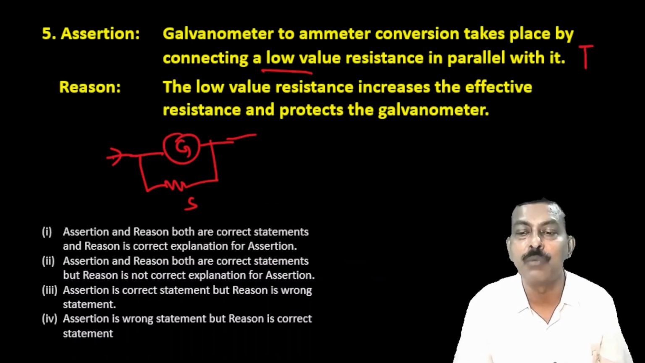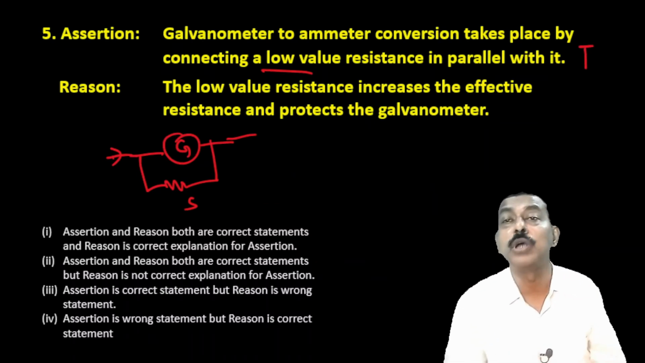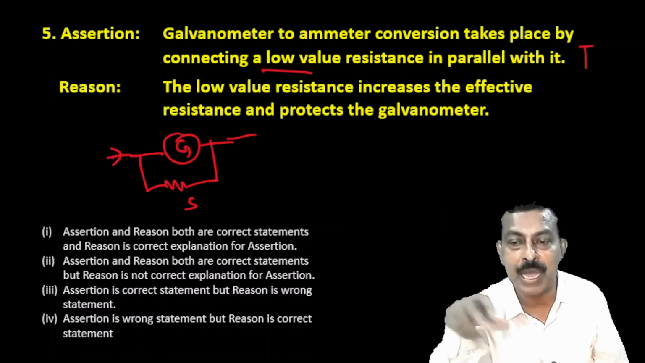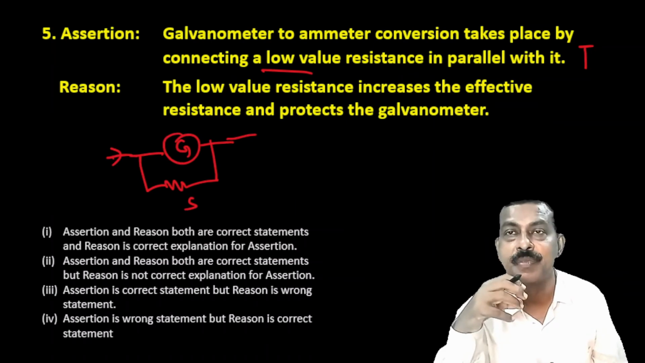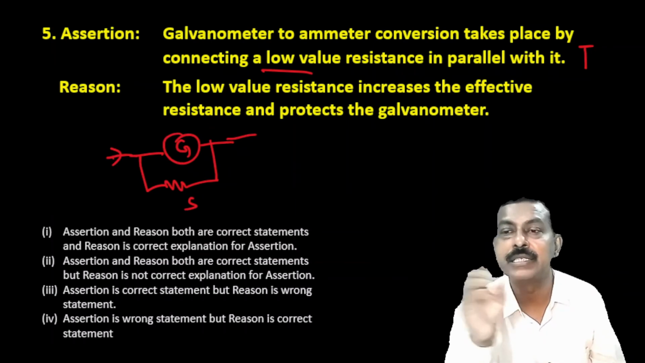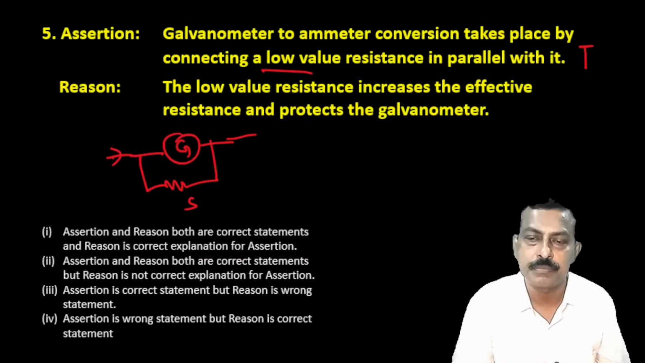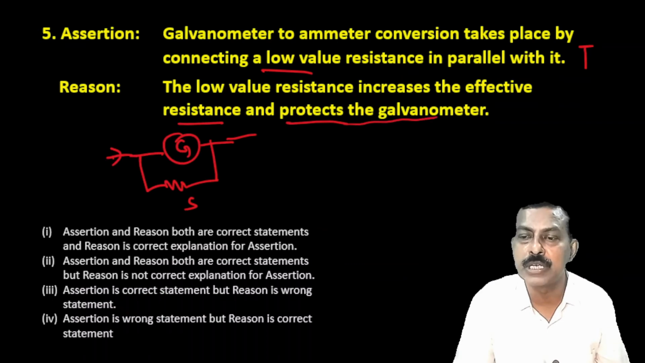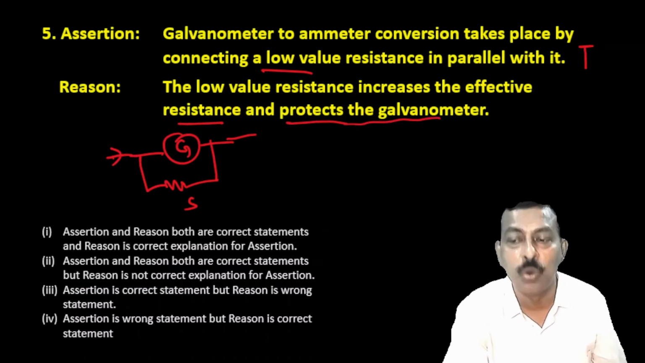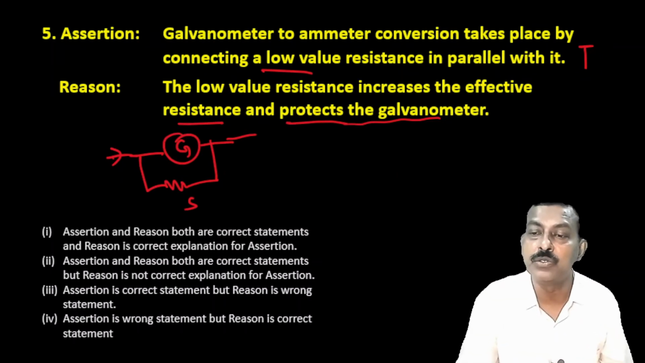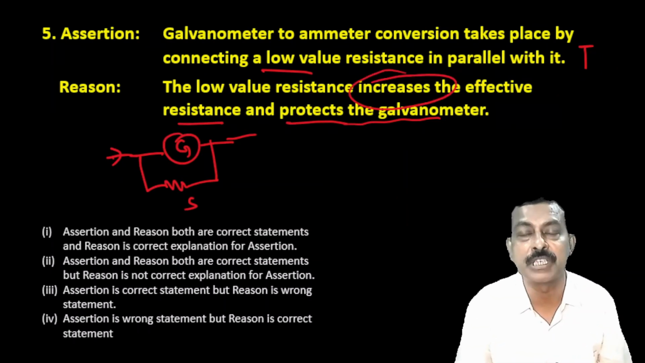That is true. And why are we connecting in parallel also? Because if you connect in parallel, the net or effective resistance of the ammeter will be less. And if it is less, then the current measured will be more accurate. Reason is the low value resistance increases the effective resistance and protects the galvanometer. It is protecting the galvanometer, that part is okay because it is bypassing the current, but it is not increasing the effective resistance.